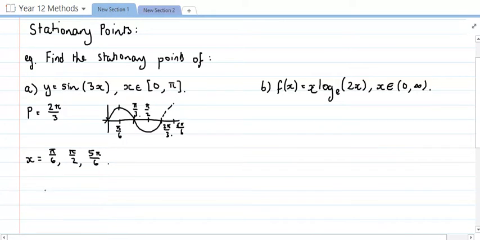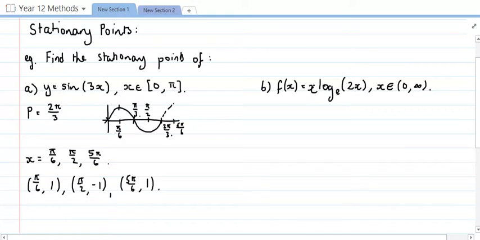And it says to find stationary points. What that kind of implies is that we have to actually get the coordinates of the point. So what this pi on 6 is going to give is a value of positive 1. So we've got pi on 6 and 1. We've got pi on 2 and negative 1, because it's below the axis there. And we've also got 5 pi on 6 and positive 1 again. And those are our three stationary points over that interval.